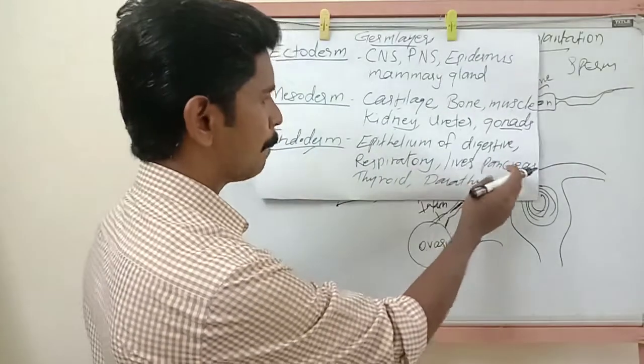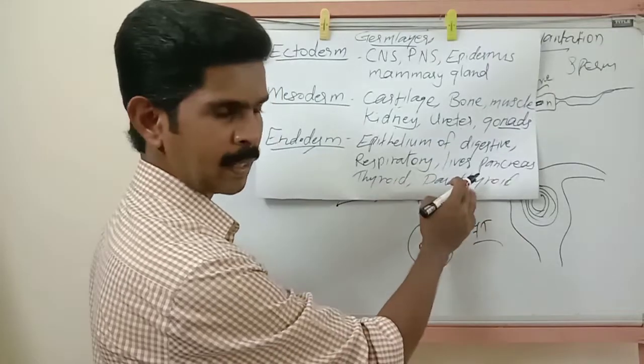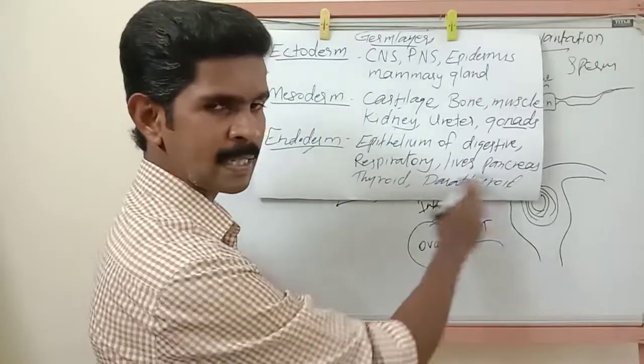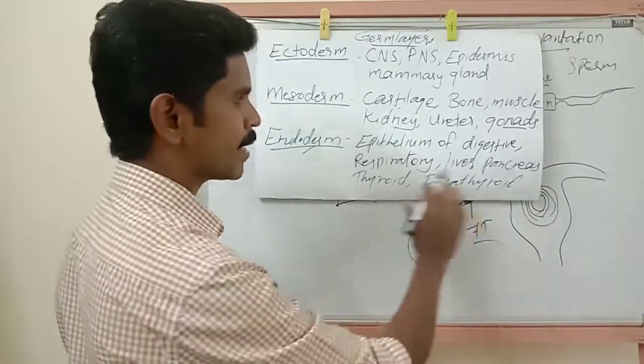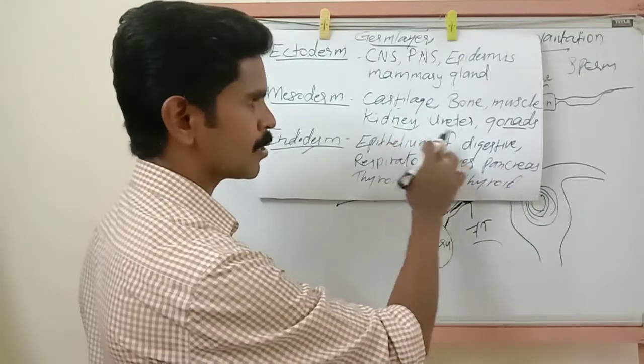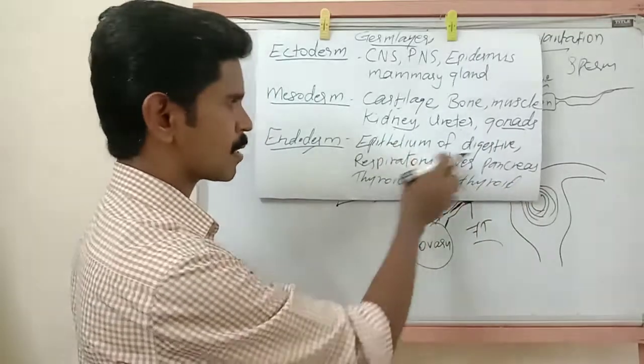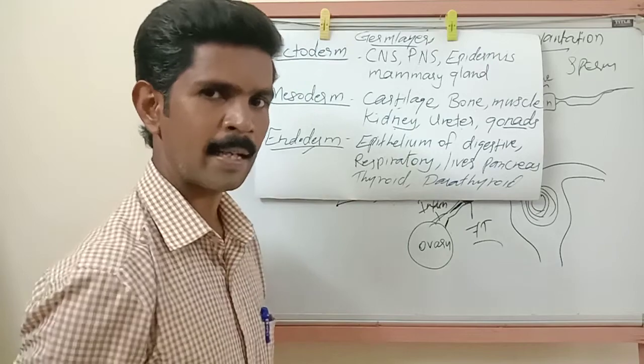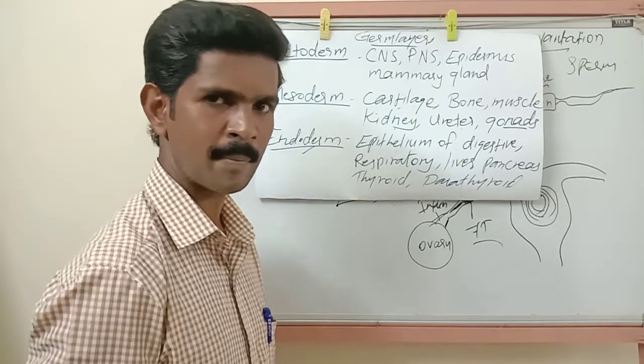Then liver, pancreas, thyroid, parathyroid. Here pancreas, thyroid, parathyroid are the endocrine glands. So all these endocrine glands and the epithelial tissues of the digestive system and respiratory system are developed from the endoderm. Understand, my dear students?